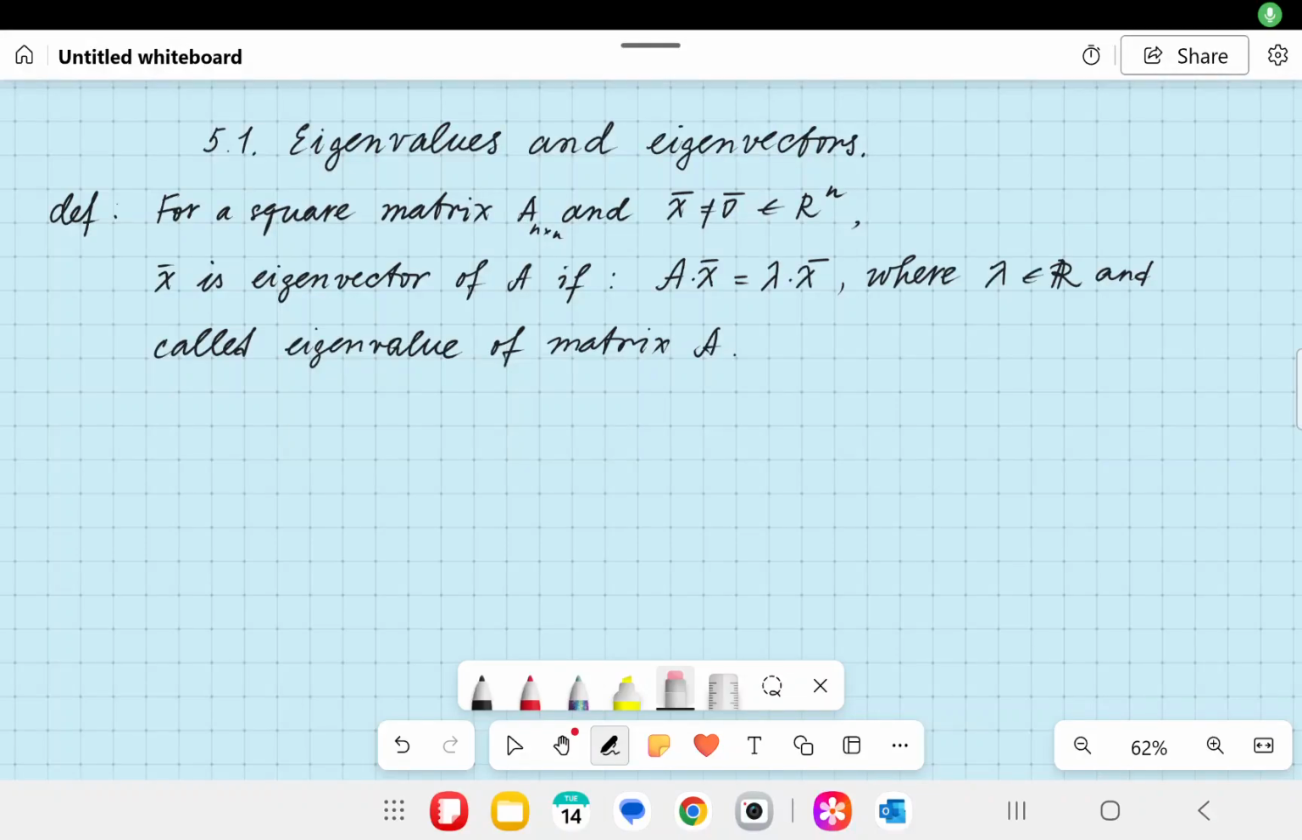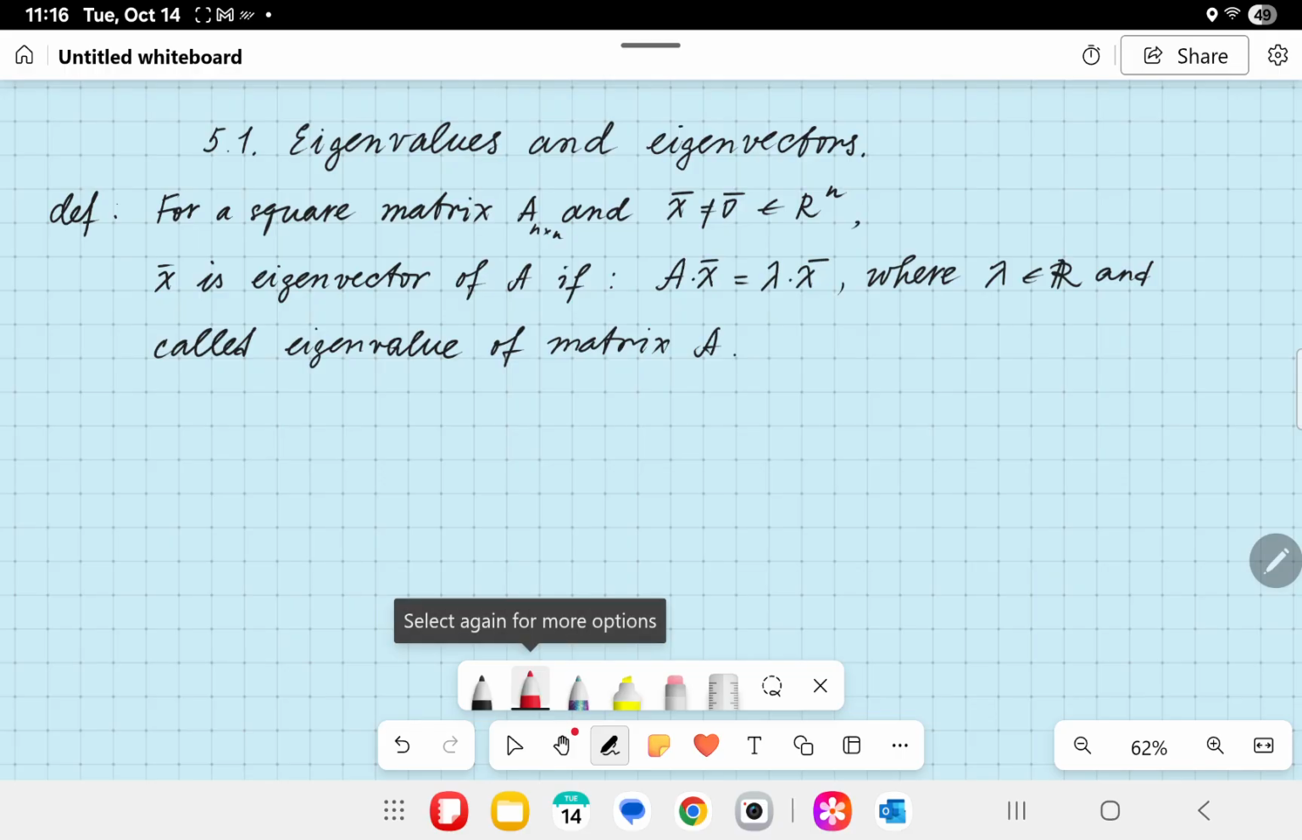Hello everyone. Today we are going to talk about section 5.1. We are going to start chapter 5. Unfortunately, we are going to cover probably just one section of it. We are going to talk about eigenvalues and eigenvectors. Let's start with a definition.